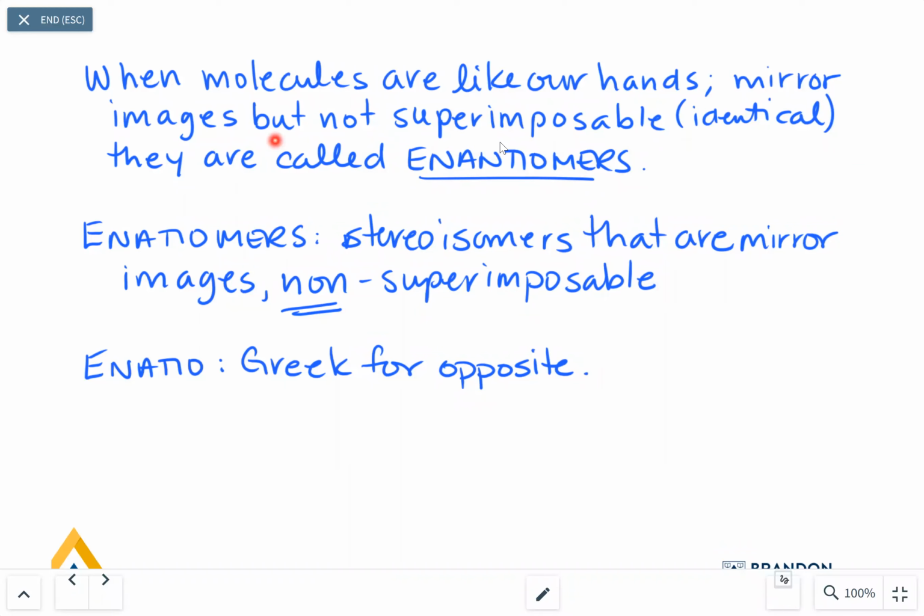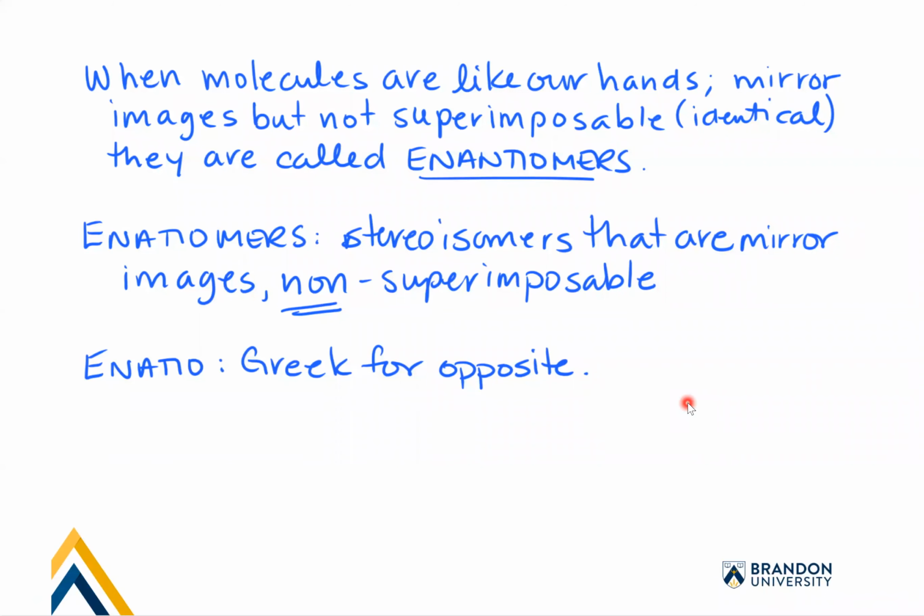So whenever you have molecules with this characteristic, there'll always be 2 molecules which have this relationship with one another, and they're called enantiomers. So they're a specific type of stereoisomer that are mirror images of one another, but they're non-superimposable. And enantio comes from the Greek for opposite. So one class of stereoisomer will be enantiomers.